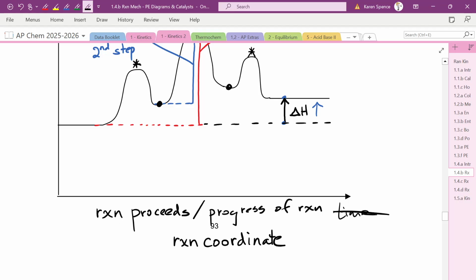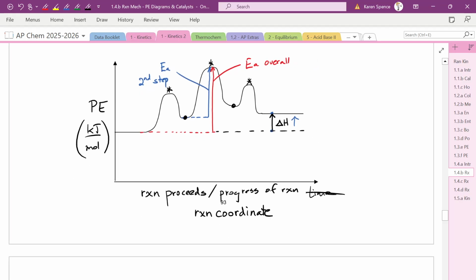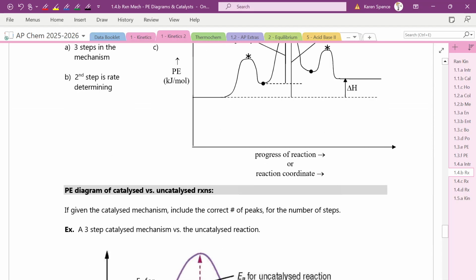All righty. What do we label our y-axis? Potential energy. And what is the unit? Kilojoules per mole. Excellent. Okay. There's the answer.